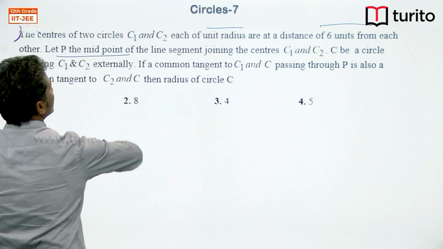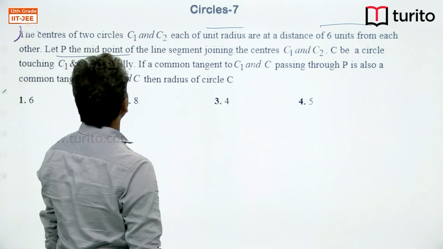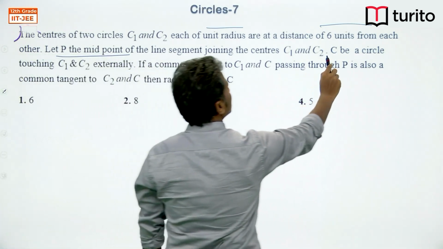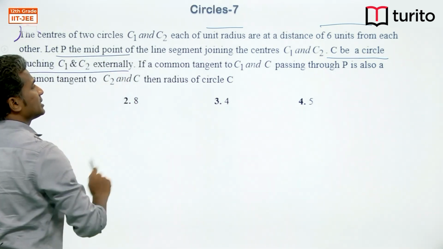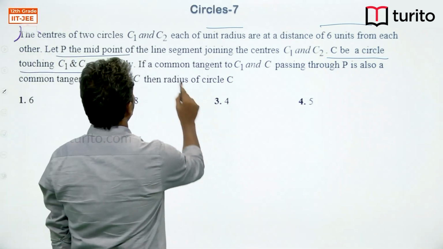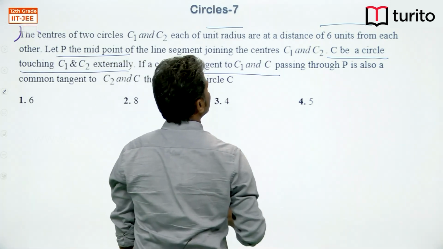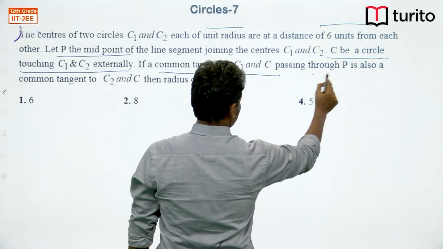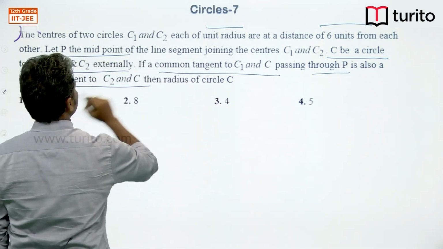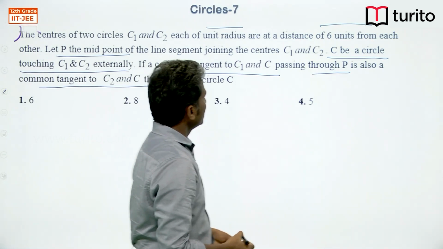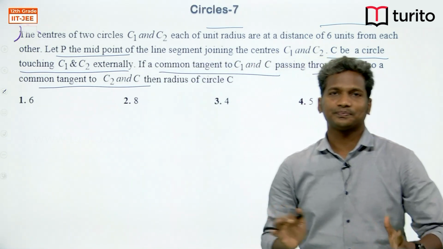P is the midpoint of the centers. C is a third circle which is touching C1 and C2 externally, and the common tangent of C1 and C which also passes through P is also a common tangent to C2 and C. Then find the radius of C.